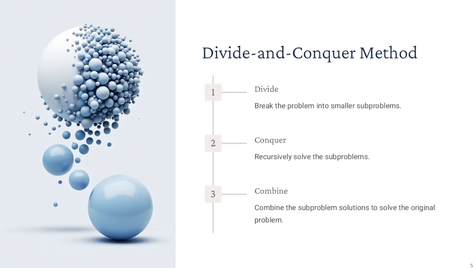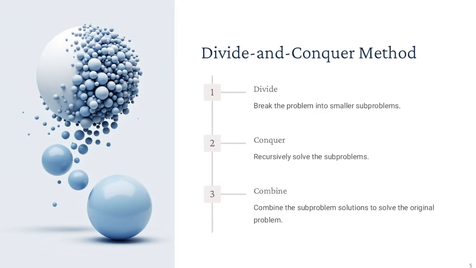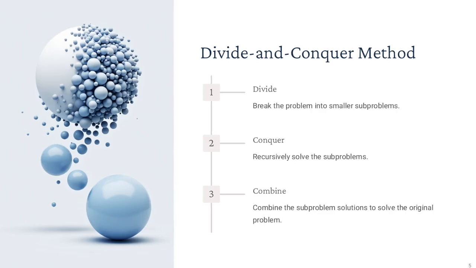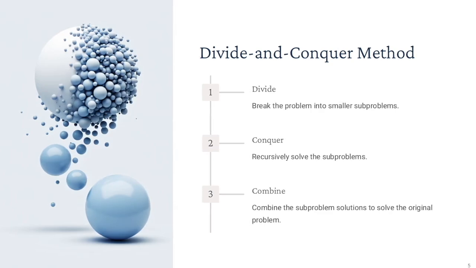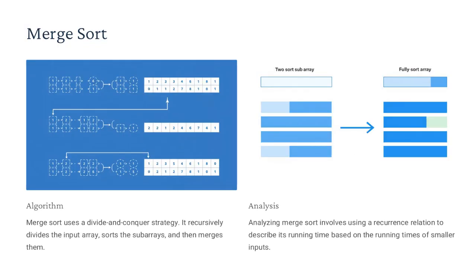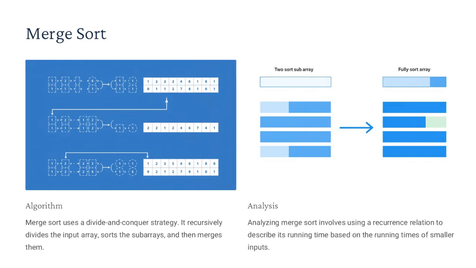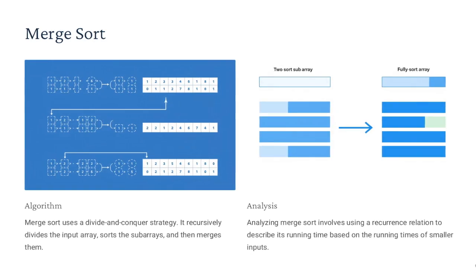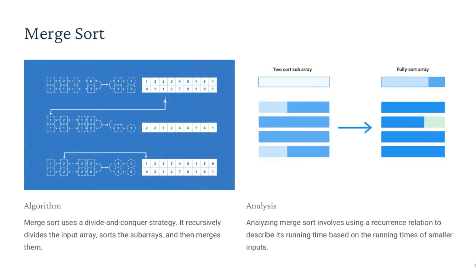Finally, we combine the solutions of the subproblems to solve the original problem. In merge sort, this involves merging sorted subarrays into a single sorted array. The divide and conquer approach is not only elegant but also efficient, especially for problems that can be naturally divided into independent components. Merge sort is a classic example of the divide and conquer strategy in action. It works by recursively dividing an array into smaller subarrays, sorting each, and then merging them to produce a sorted array. This process continues until each subarray contains a single element, at which point it is inherently sorted.